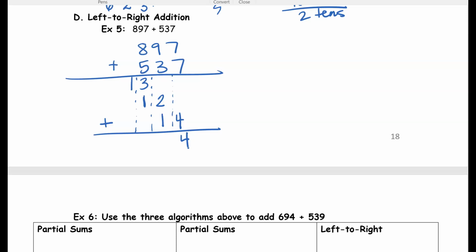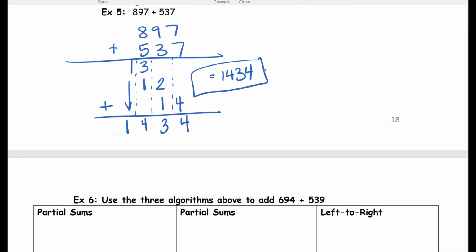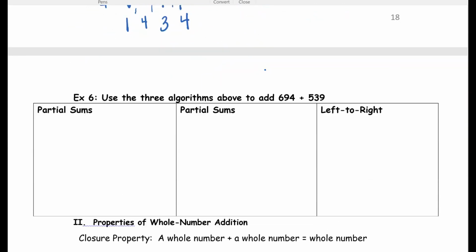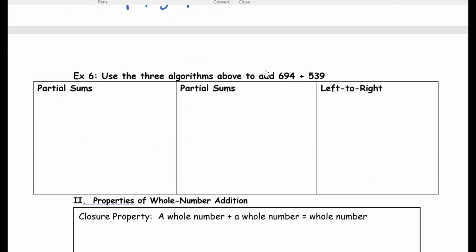So now we're going to bring everything down. So we've got a 3, 3 plus 1 is 4, and then bring down the 1, and we're left with 1434 as our answer. So if you don't prefer this method, totally fine. This is all about exposure, so we can see how to do things different ways. Okay, so example 6, you've got some practice there, so this would be a great time. Pause the video and try these, and I'll work these out right now.